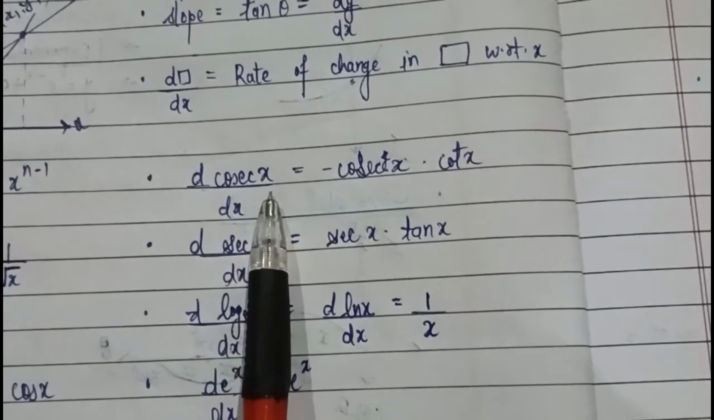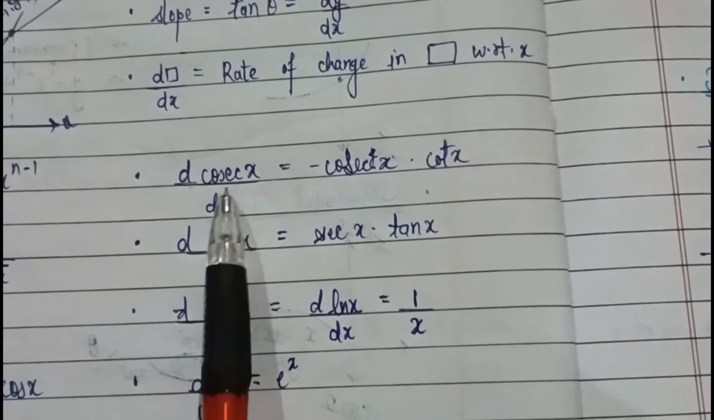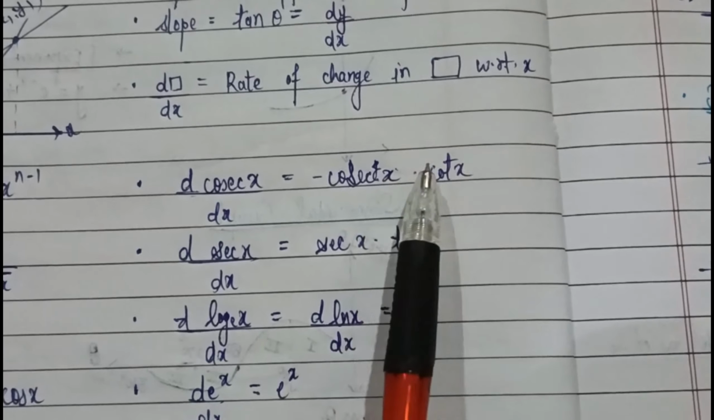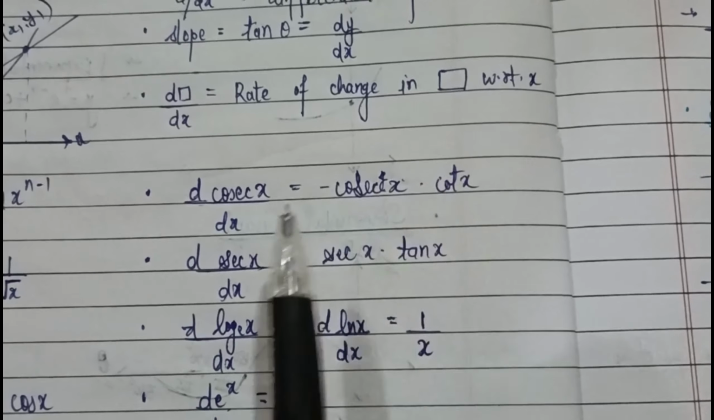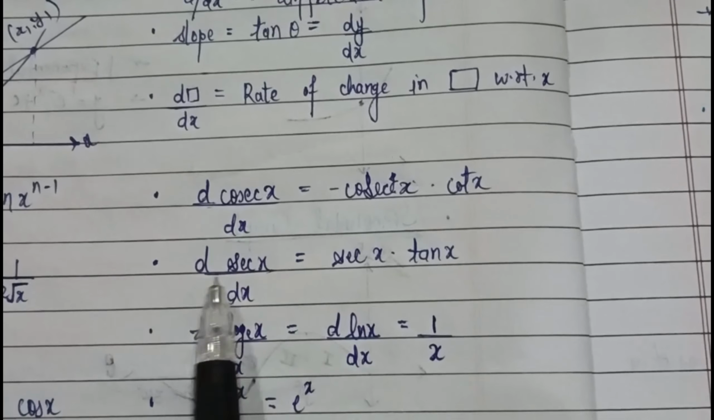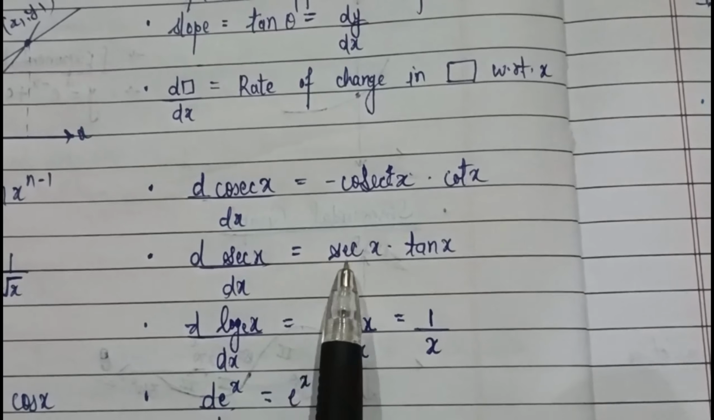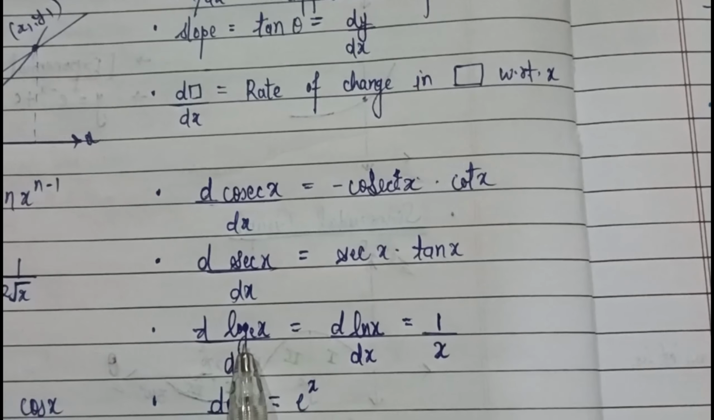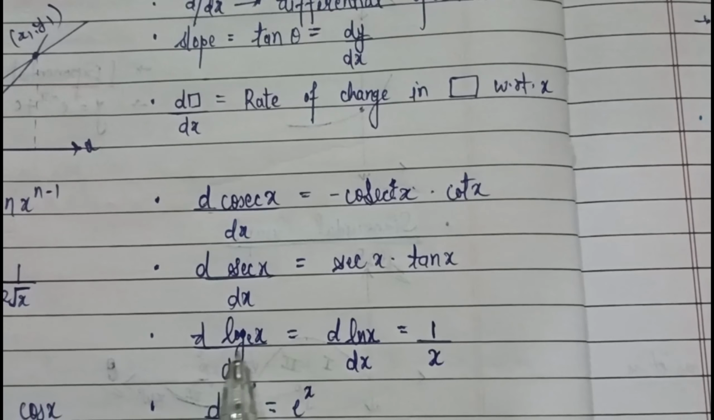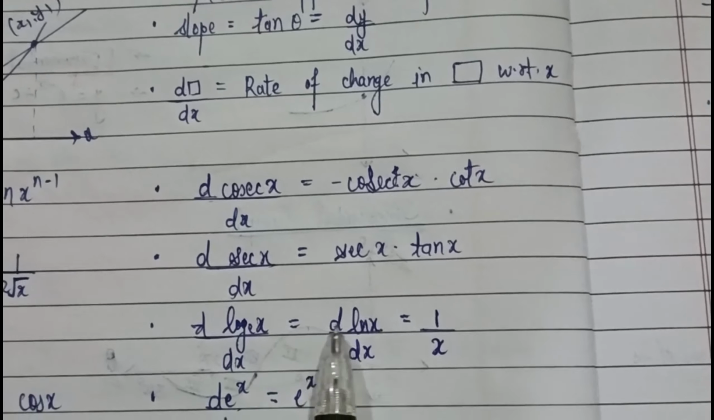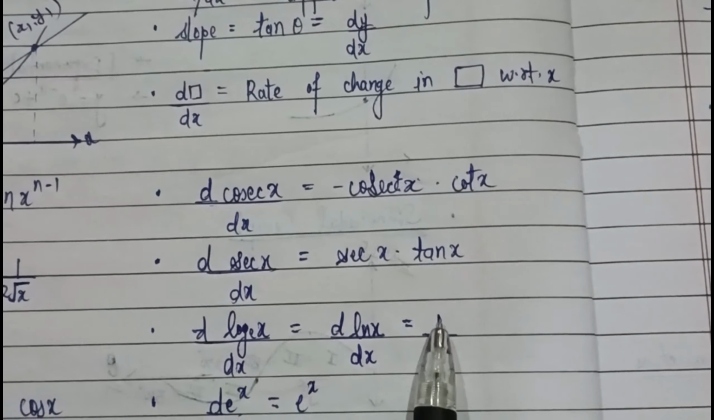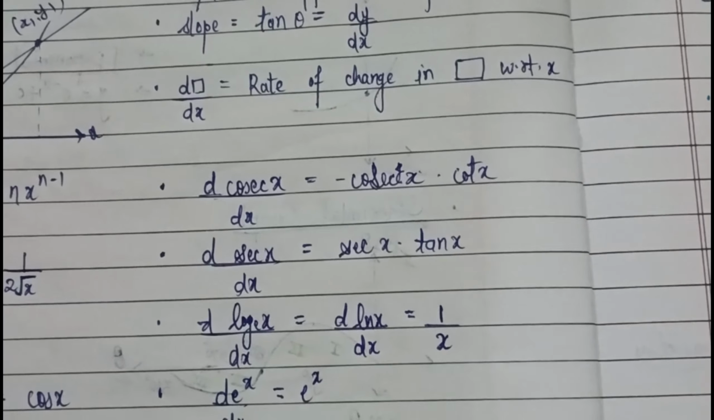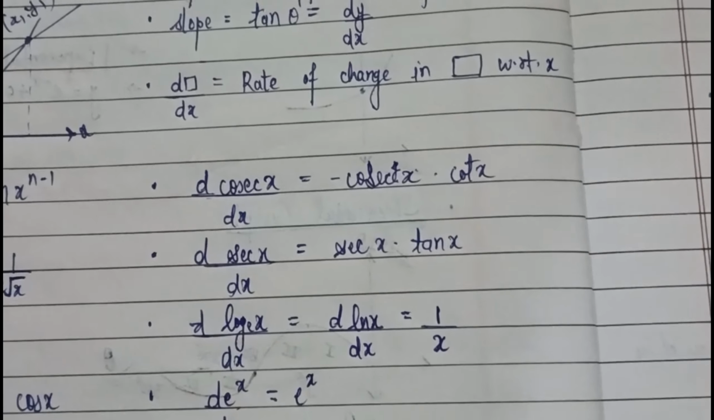d of cosec x upon dx is equal to minus cosec x dot cot x. d of sec x upon dx is equal to sec x dot tan x. d of log x upon dx, that is d of ln x upon dx, is equal to 1 by x. d of e power x upon dx is equal to e power x.